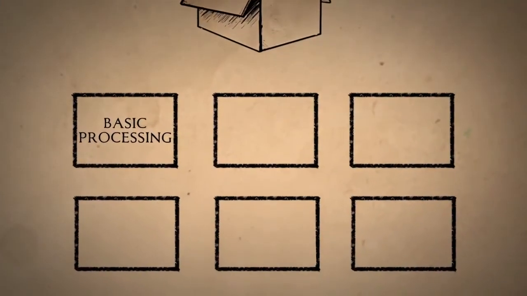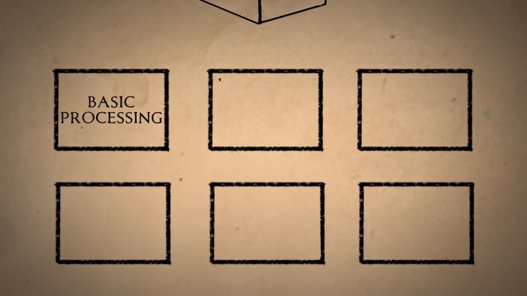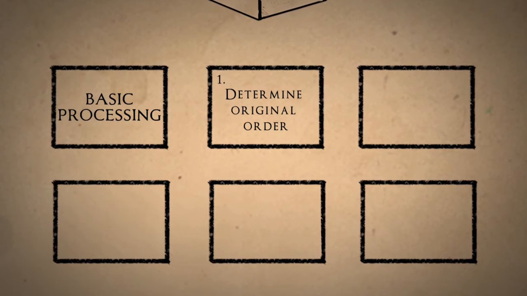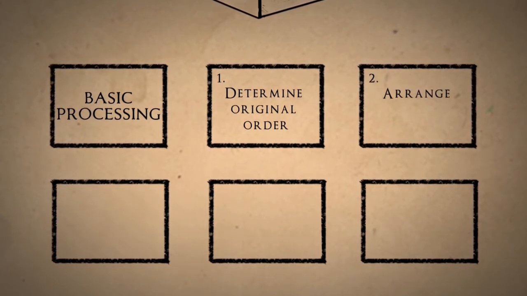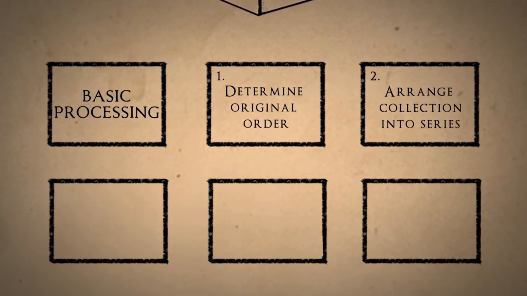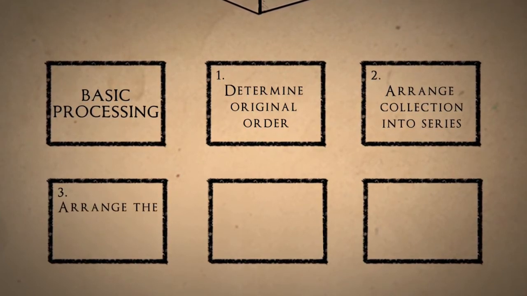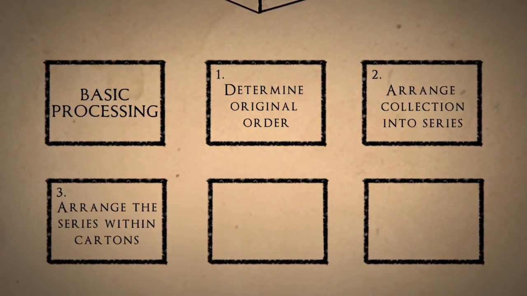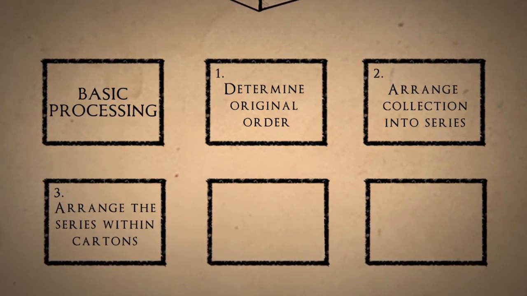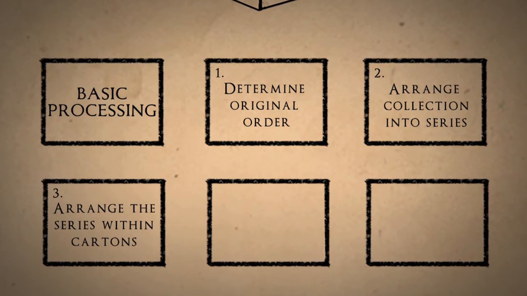Basic processing involves following these guidelines. Determine if the collection has an original order and what that order is. If the collection has no original order, intellectually arrange the collection into series. If necessary, physically arrange the series within cartons so that you don't have part of one series in several different cartons. Do not arrange materials within the series.